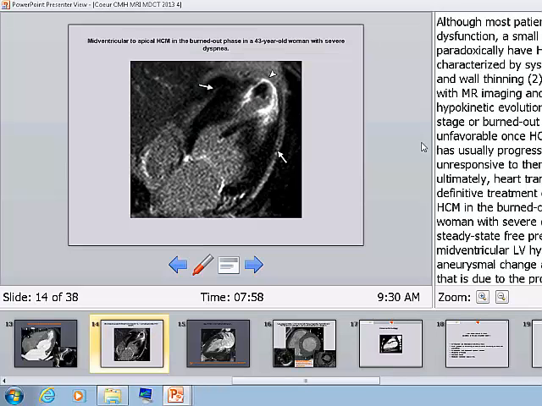This is a case in a burnout phase patient where you can see that there was an evolution of this cardiomyopathy, with here left ventricular wall enhancement and thrombus formation that was detected in this cardiac MR view.